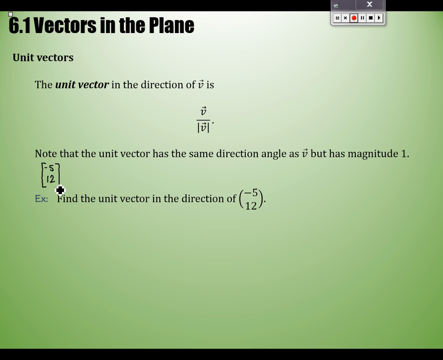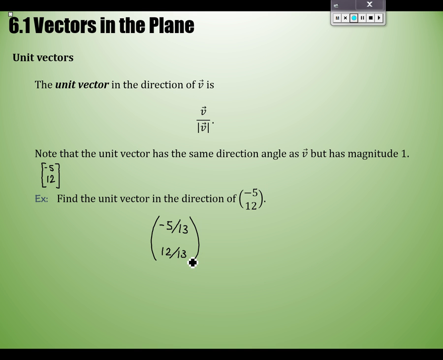So maybe I can just write down the answer. If it's currently 13 units long, and I want to multiply by something that makes it 1 unit long, that thing is 1/13. I want to make it 1/13 as long as it is right now. We could write more, but I think we can just write this down. It's -5 over 13, 12 over 13.